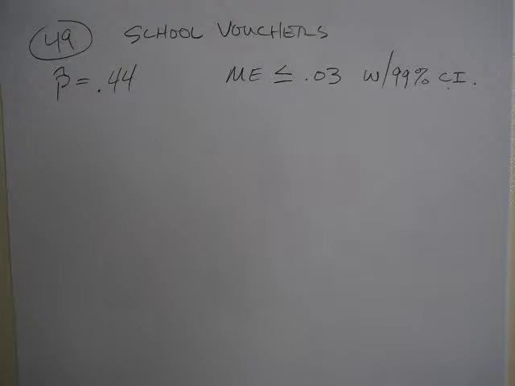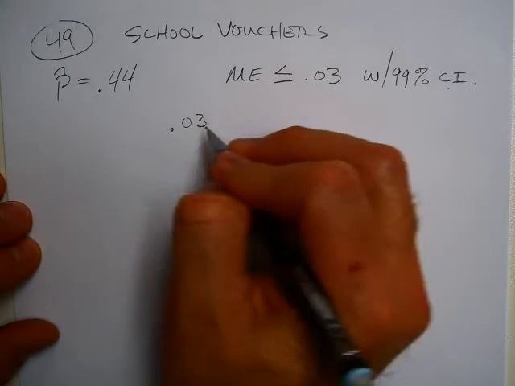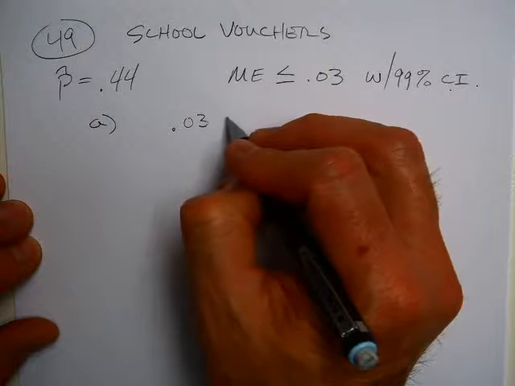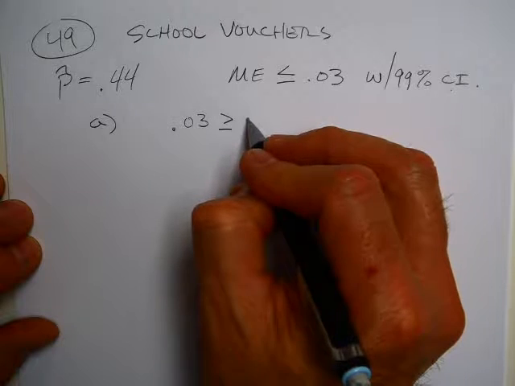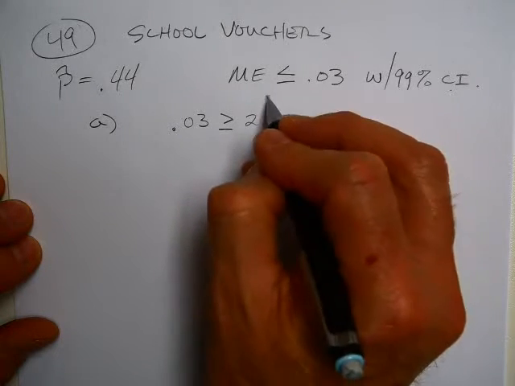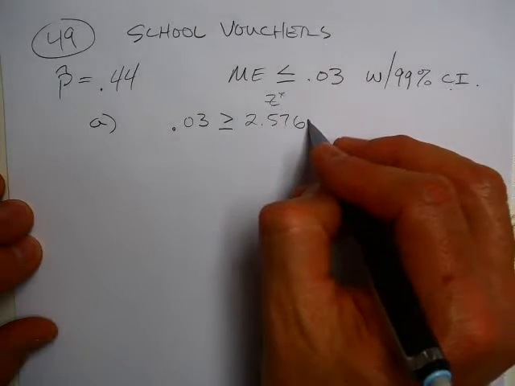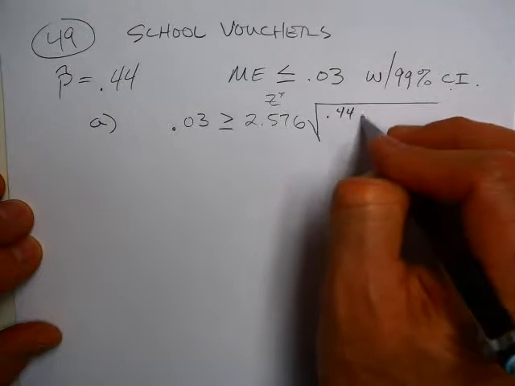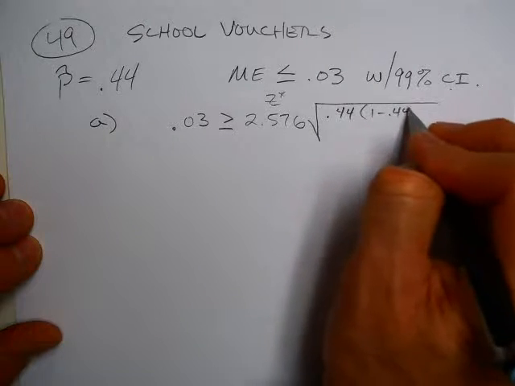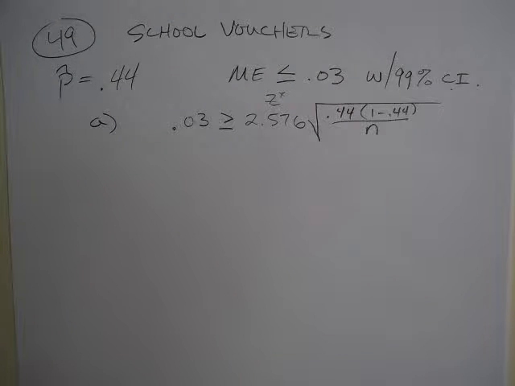All right, so we're really just looking at the margin of error. 0.03, this is A, by the way, has to be greater than or equal to the z-star for a 99% confidence interval, which is 2.576. But I'm not using the plus or minus this time, just the z itself, times the square root of 0.44 times 1 minus 0.44, all over n. So the question is, how big does n have to be for this to be true?